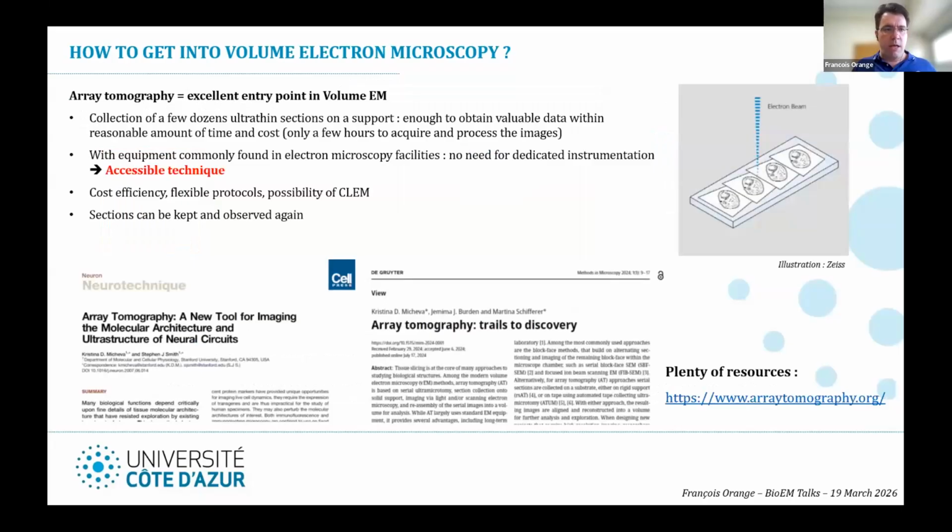But among the techniques I told you about, you have array tomography, which for me is an excellent entry point in volume EM. If you collect just a few dozen serial sections on a support, it's enough to get valuable data within a reasonable amount of time and cost. It would take you only a few hours to acquire and to process the images. And also you can do this with equipment which is commonly found in electron microscopy facilities. So you don't need a dedicated instrument, which means that it is an accessible technique. And for me, it's very important. You will have cost efficiency.